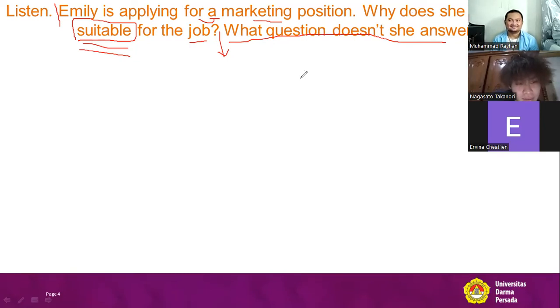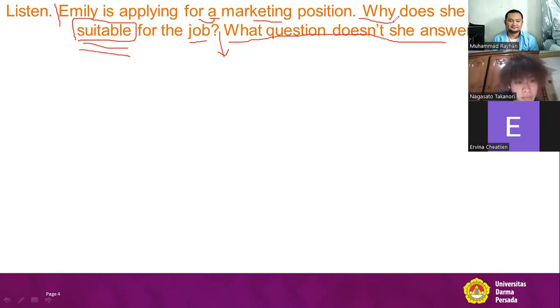Is it clear, Taka? So I should tone up? No, down, because it starts with why, what, how, where, and so on. How also. So it will take the regular tone, going down. It will be something like this: why does she think she is suitable for the job?